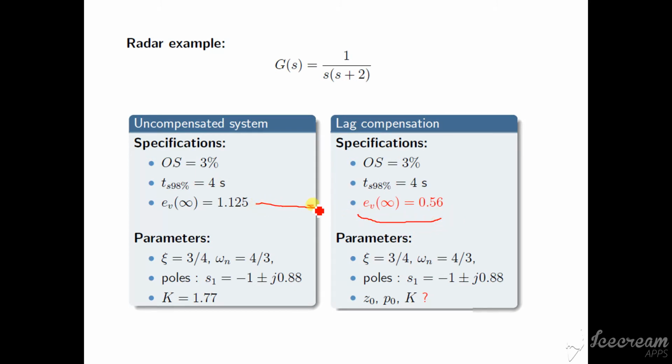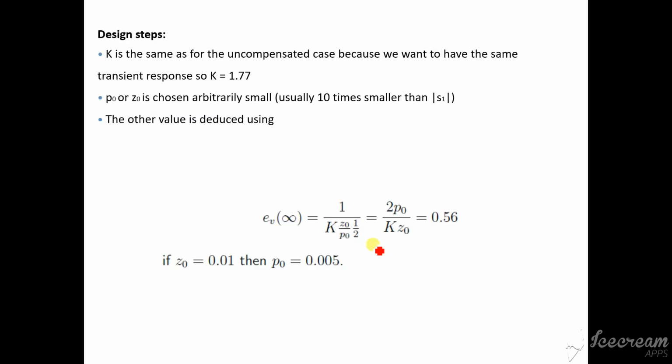As you know, this is the steady state error of the previous one, uncompensated, and they work on the steady state error. They use the lag compensator or PI controller, with the overshoot 3 percent, very fast. You can find the sigma, and with the Ts you can find the omega n. Then you can write s1 equals minus 1 plus or minus j 0.88. They ask us for ZO, PO, and K. The K is exactly the same as the previous one. You can calculate it equal to 1.77.